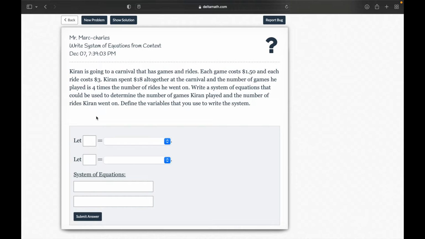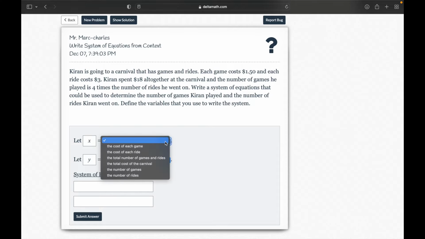Okay, let's look at a question about how to write a system of equations from context. First thing I want to do is define my variables. I'm going to use the variables x and y. And I'm going to define x using one of these from the actual question, what it's asking. Write a system of equations that can be used to determine the number of games Kiran played.